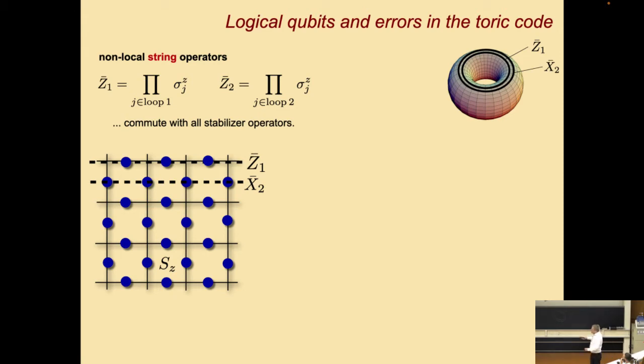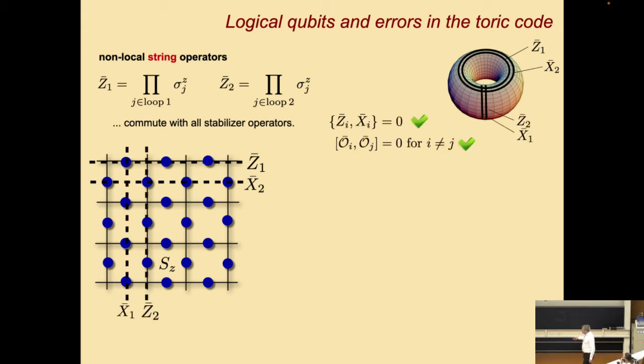Similarly, we can introduce string operators in the other direction, now wrapping around the handle of the torus, again of Z and X type. So why did I choose them like that? Well, if you look at, for instance, this X string operator acting with Pauli X operators on the qubits on this line, it trivially commutes with all vertex operators that are Pauli X. But it also commutes with all the Z-type plaquette operators.